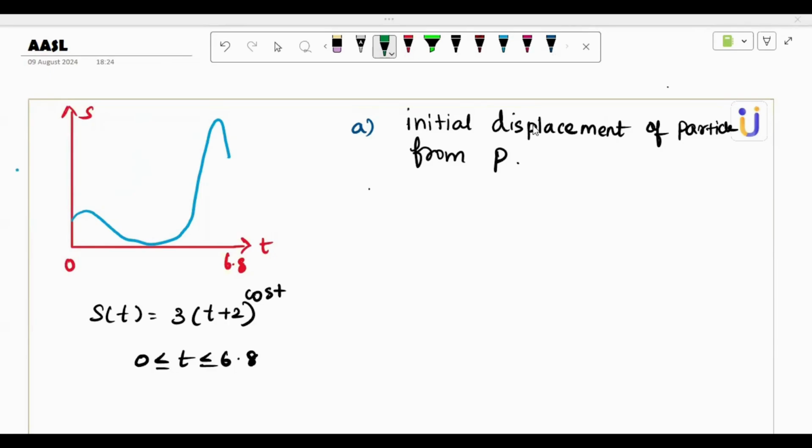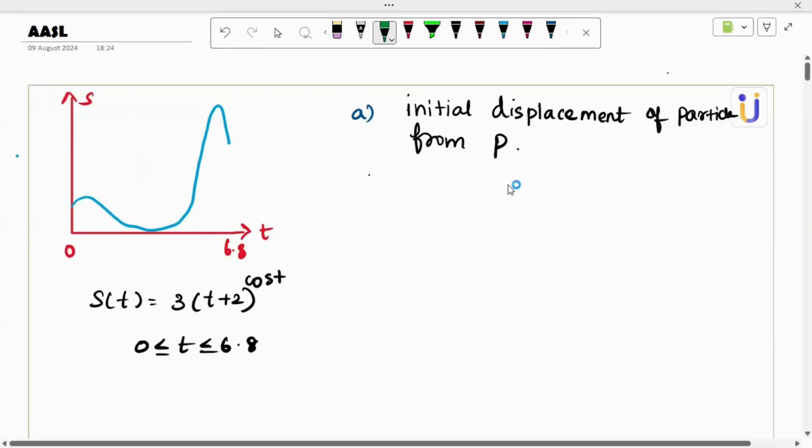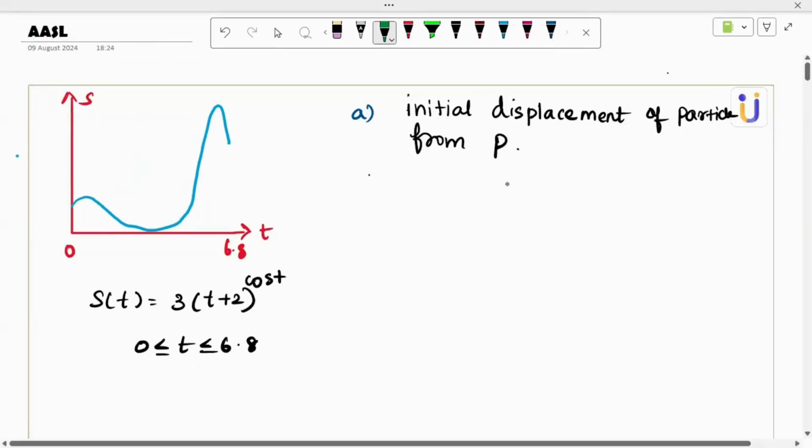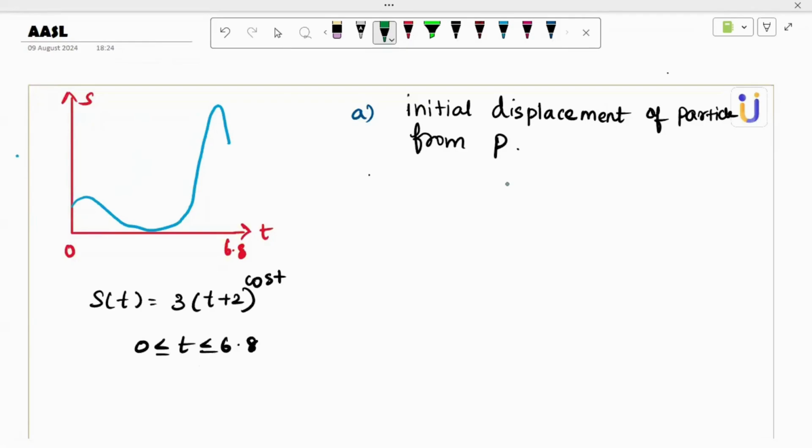Let's do the first one. Find the particle's initial displacement from the fixed point P. Initially, how much displacement is there? The displacement function depends on t, and initial means t is 0. This is the initial condition. So directly we can substitute. Also graphically we can solve. So let's do the substitution first.